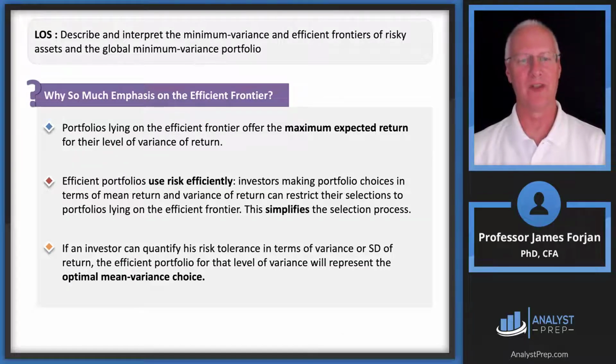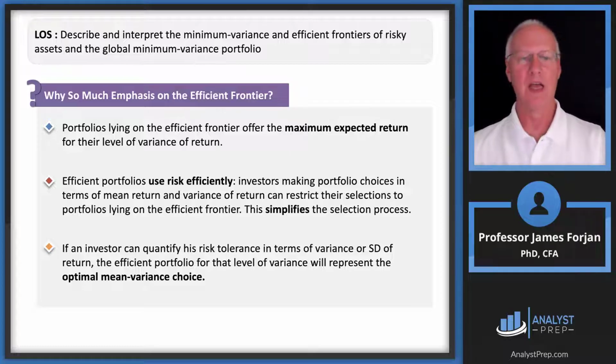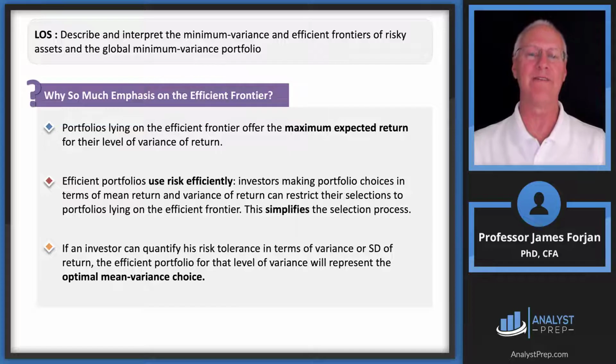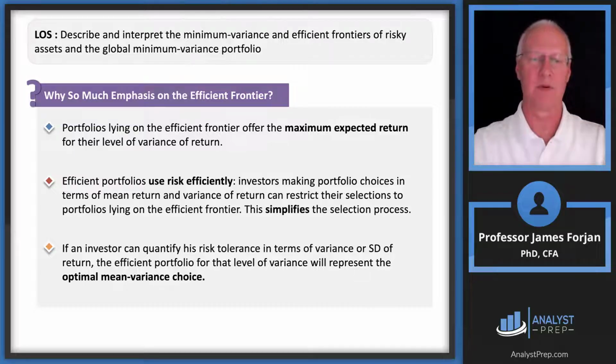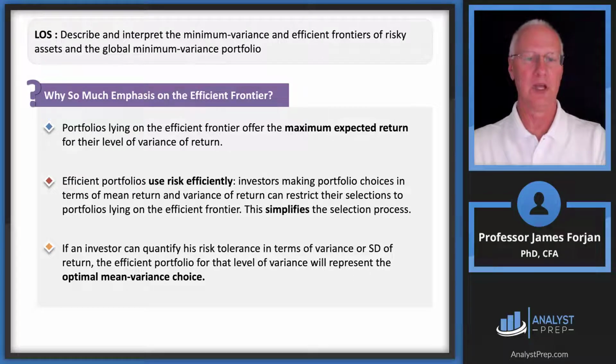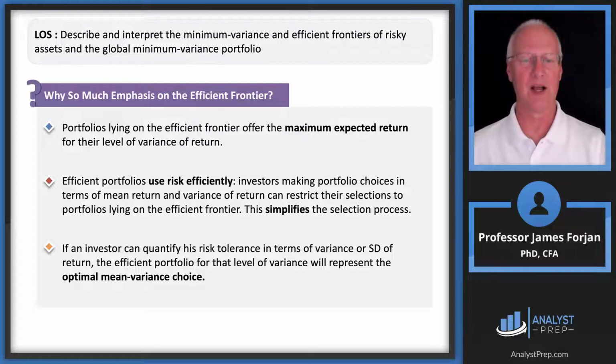Why so much emphasis on the efficient frontier? Portfolios lying on that locus of efficient points offer the maximum expected return for their level of variance. Oh my gosh. So efficient portfolios use risk efficiently. So think about those football players pushing to the left and pushing up. We let them do all the work. Now, it's not really football players. We just let Excel or some other efficient portfolio software do it. Boy, notice that last sentence in the second diamond point. This simplifies the selection process. And what happens then is that we get to an optimal mean-variance choice.